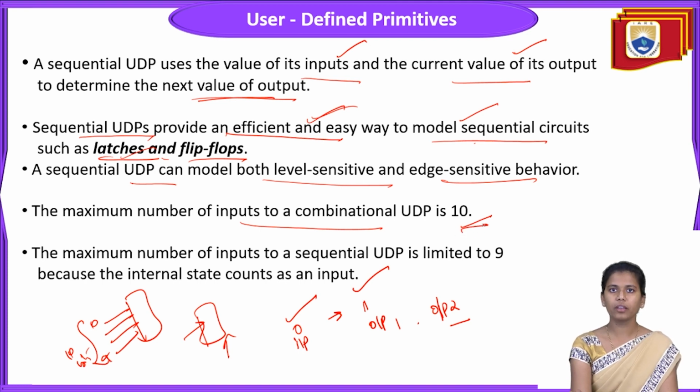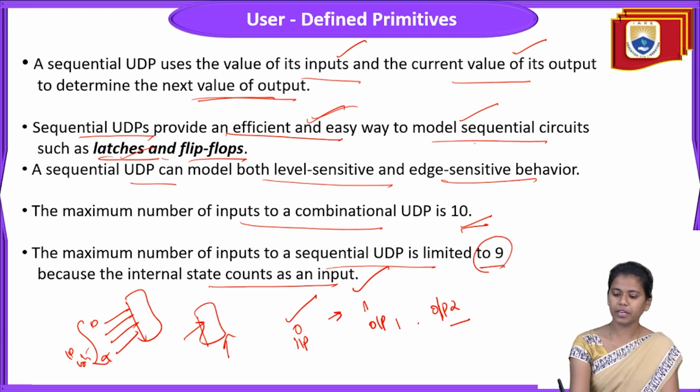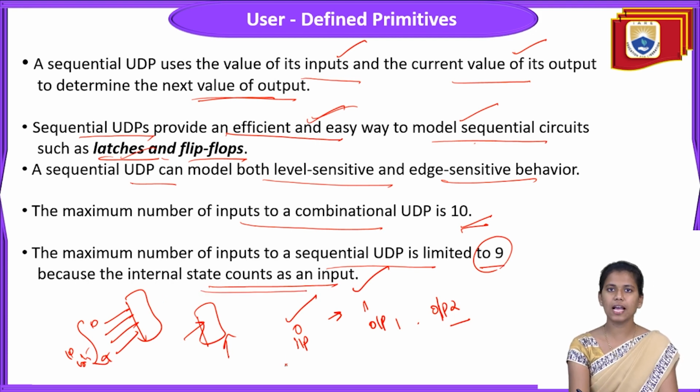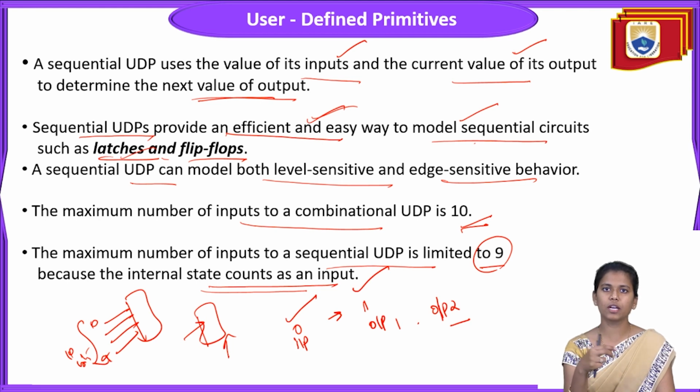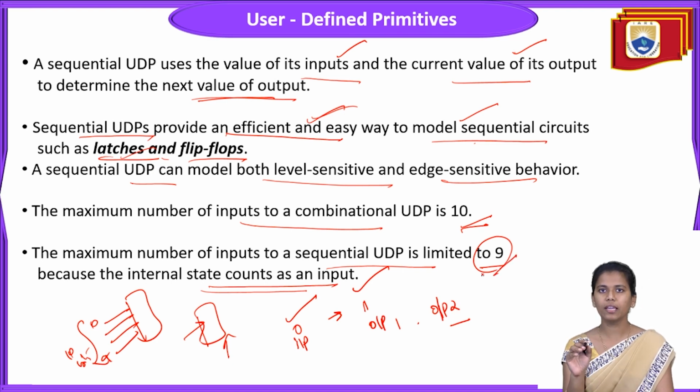Coming to the last point, the maximum number of inputs of a sequential UDP is limited to 9, because the internal state is counted as an input. So the maximum is limited to 9, isn't it? There is a limit to consider for the inputs, whereas the output is only 1. So the number of inputs is limited to only 9 bits.